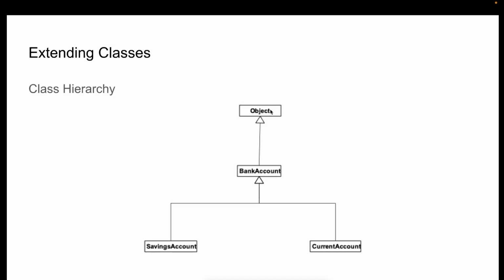And this Object class acts as a parent class for all these classes. It's a parent class for BankAccount, and since BankAccount is a parent class of SavingsAccount and CurrentAccount, always remember, this Object class is a parent class of all the classes. So this is the class hierarchy in inheritance.